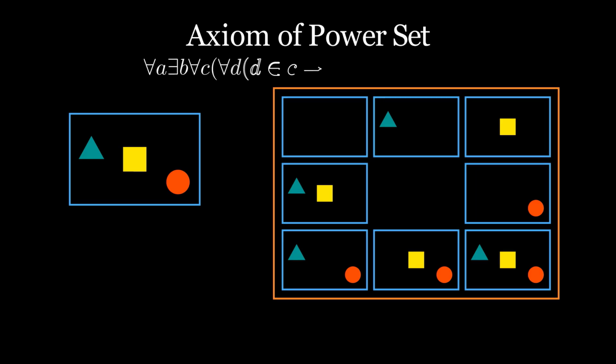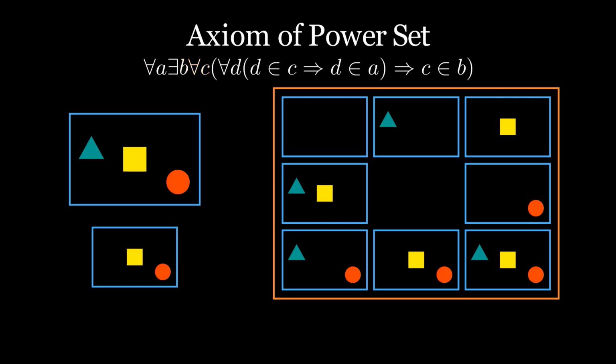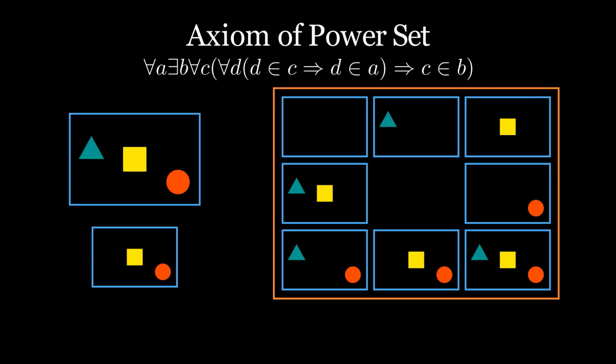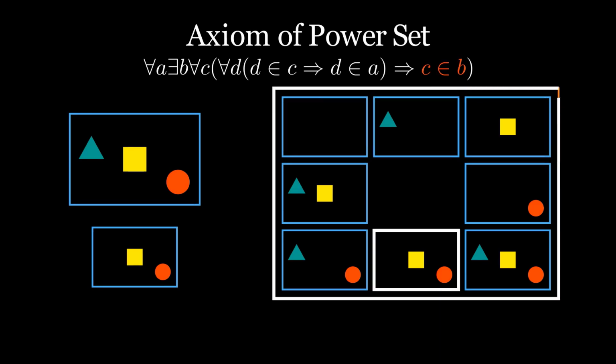Now for the formal statement. For every set A, there exists a set B such that for every set C, if for all D, for which D is an element of C, we have that D is an element of A, then C is an element of B.